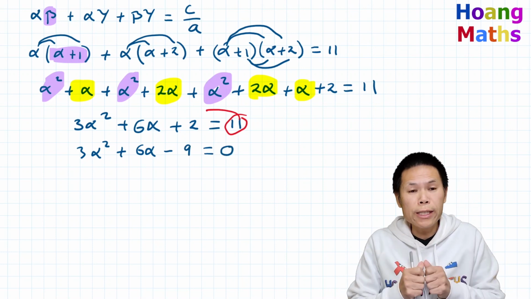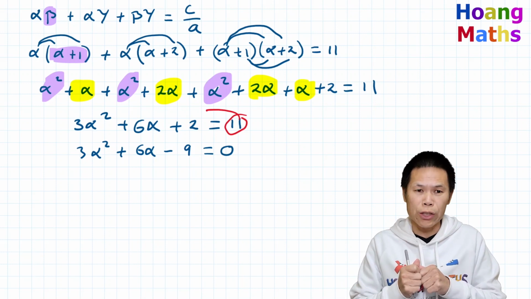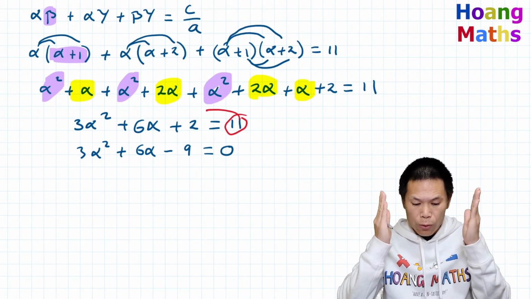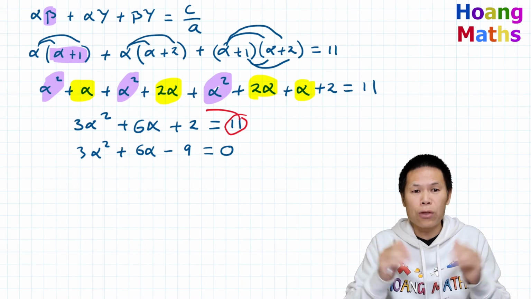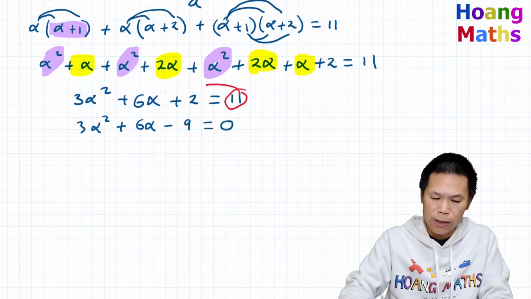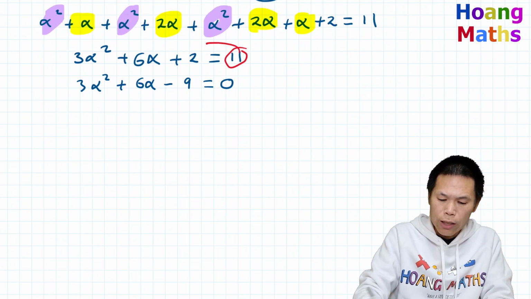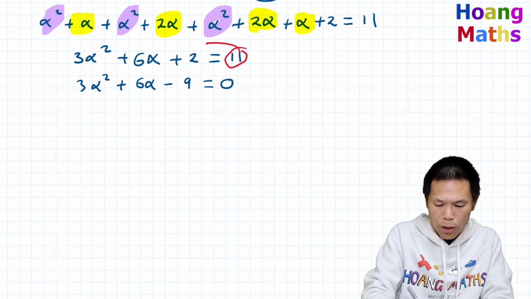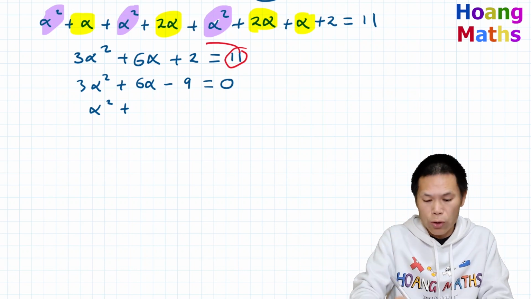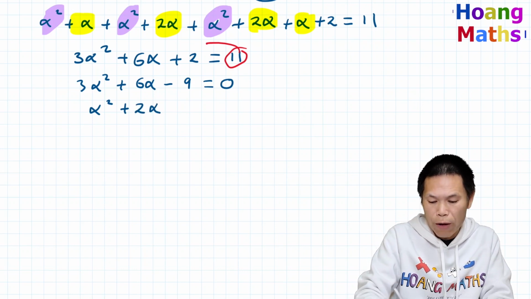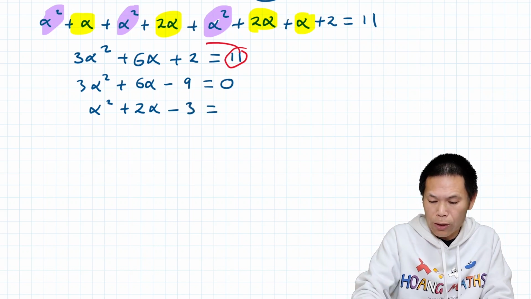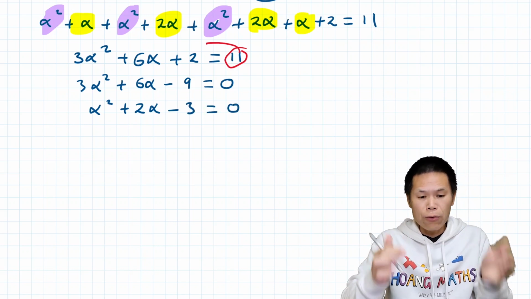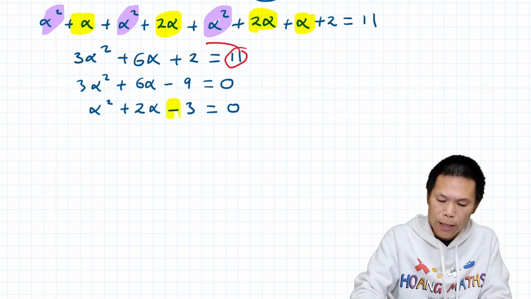So now what I do is I just need to solve this quadratic equation. And we know that for 3, 6, and 9, the common factor is 3. Let me just divide by 3 first, okay, to simplify this equation further. So I divide this by 3. That will give me alpha squared, plus 6 divided by 3 is 2, so 2 alpha. And 9 divided by 3 is 3. So minus 3 equals 0.